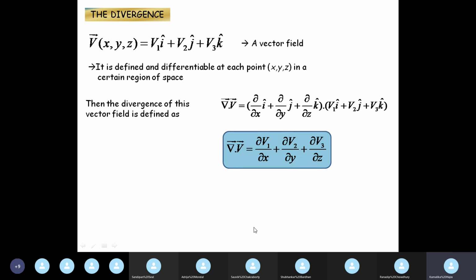There is no unit vector on the right hand side, as you can see. Once you take the partial derivatives of the components v1, v2 and v3, which are functions of x, y and z, you will get a scalar function on the right hand side. And if you are given a particular position at which to find it, you will simply get a number for this expression. So clearly we are getting a scalar.